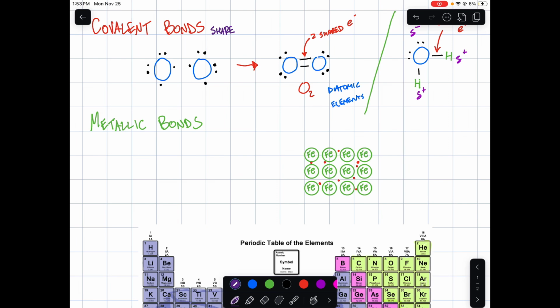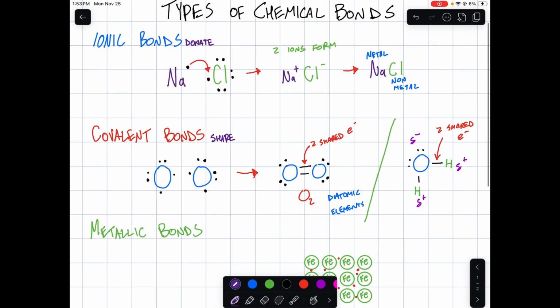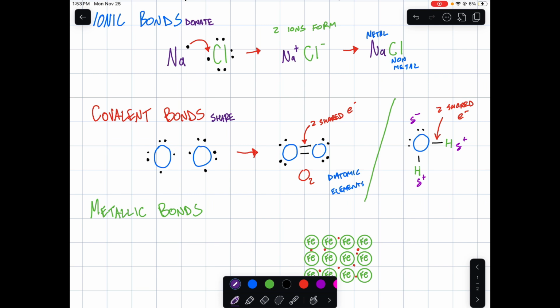Now, I forgot to mention that covalent bonds exist between a non-metal and a non-metal.